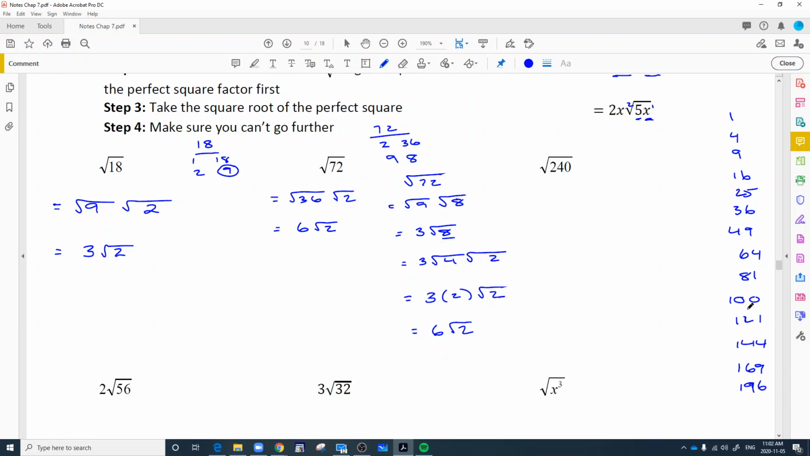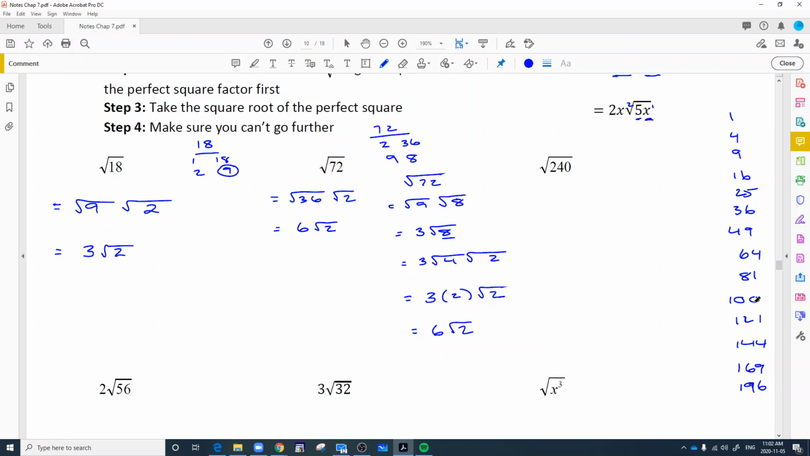So I'm going to start at whatever's closest to half of 240. Half of 240 is 120, so I'm not going to choose 121. I'm going to choose 100. Now I know 240 is not divisible by 100, so I'm going to try the next one. So I'm going to go 240 divided by 81. Nope. So I'm going to go 240 divided by 64.